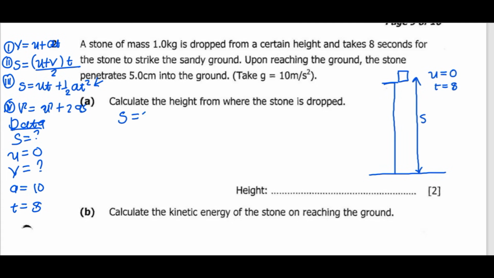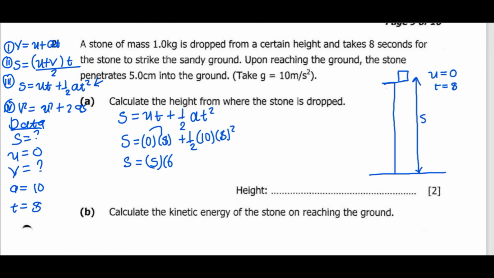So s is equal to ut plus half at squared. Then we know that our u is 0, our t is 8, plus half, our a is 10, our t is 8 squared. So we know these times will give us a 0. So half of 10 will give us 5. 8 times 8 will give us 64. Then 5 times 64, I'm getting 320 meters as the height.